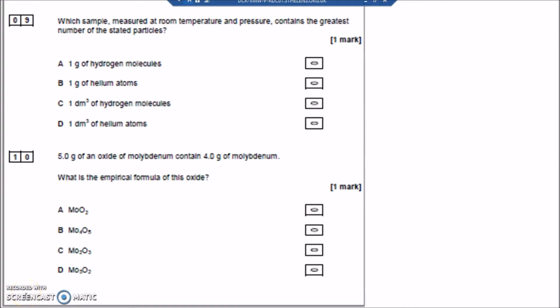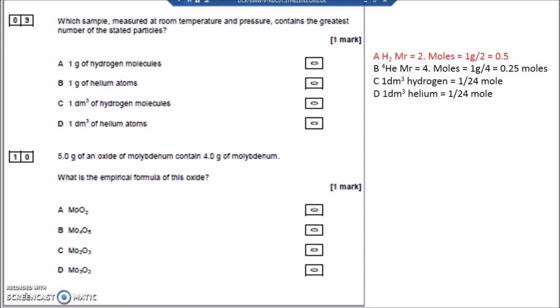Question 9. Which sample measured at room temperature and pressure contains the greatest number of particles? Well, the number of particles in a mole is 6.022 times 10 to the power 23, Avogadro's constant. So if I work out the number of moles, and every mole has the same number of particles, we can change the question around by saying, therefore, whichever one has the greatest number of moles will have the greatest number of particles. So let's work out the number of moles. Moles is mass divided by MR. MR of hydrogen H2 is 2, so 1 divided by 2, 0.5 moles of hydrogen in answer A.